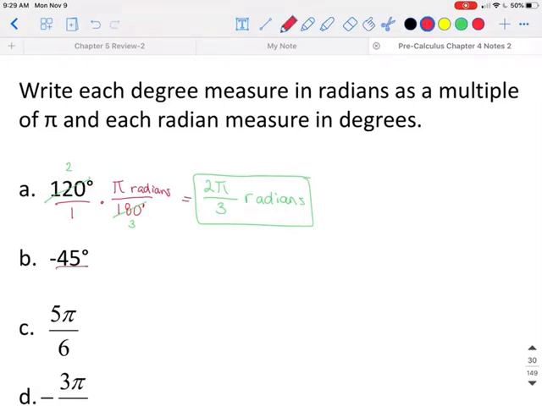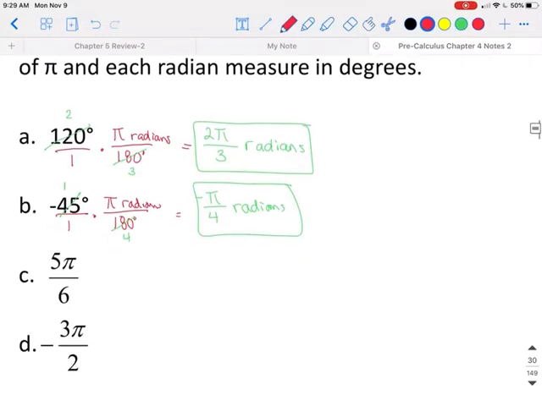If we do this for the next one, again, we're going to start by writing this over 1. Again, the degrees are on top, so we're going to put the degrees on bottom, and we'll put the radians on top. 45 goes into itself once. 45 goes into 180 4 times. So negative 1 times pi is negative pi. 1 times 4 is 4. So negative pi over 4 radians.